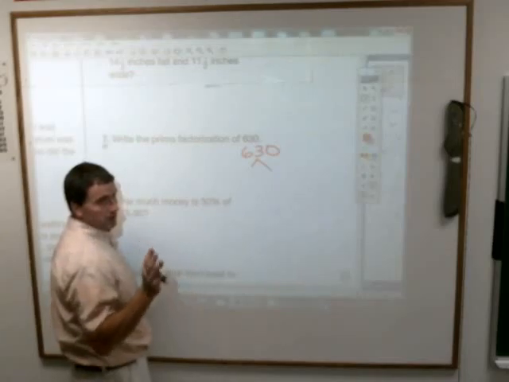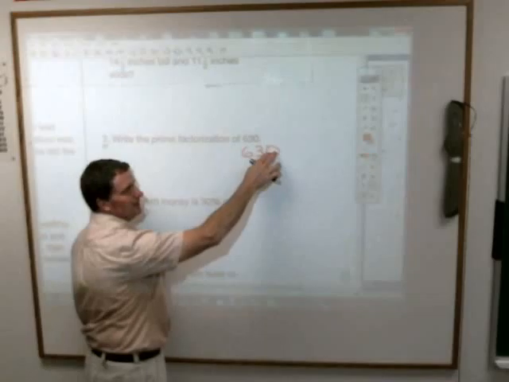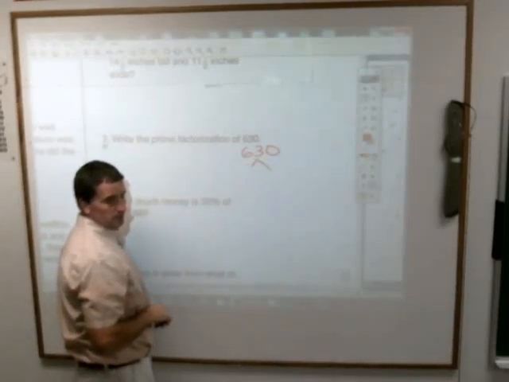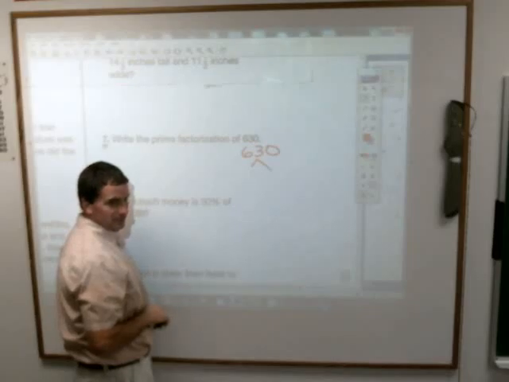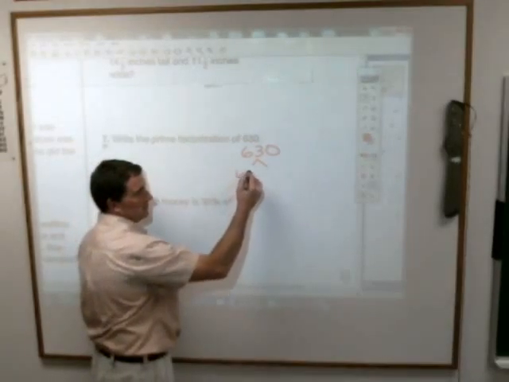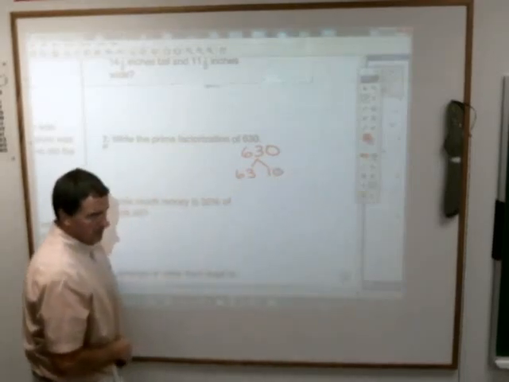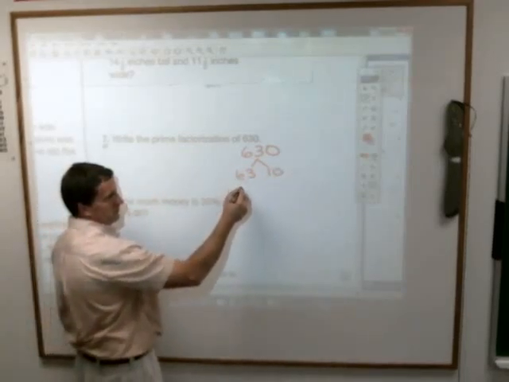You want to look at some clues here. Anytime something ends with a 0, I would split it into something times 10, because 630 is 63 times 10. When you multiply by 10, you just add the 0. Then break that down: what times what is 63?